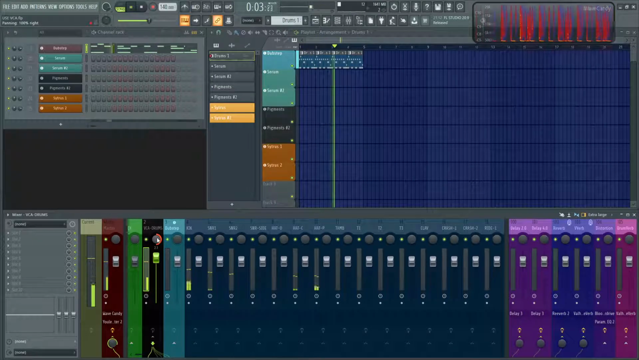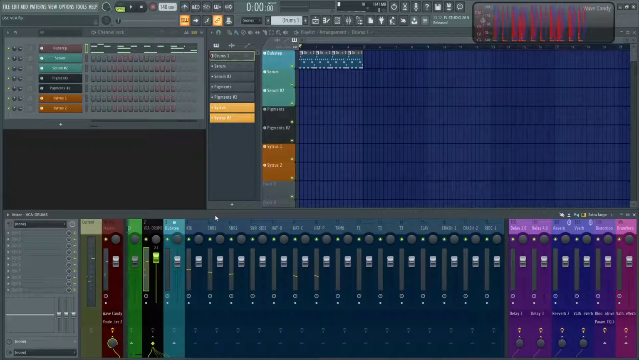Basically in a nutshell, you don't want to be sending everything to your master and then having to individually tinker with everything if you don't need to. If you have 2 guitars, one's left, one's right, send those to one thing. Or if you have 4 guitars, 8 guitars, it's a lot easier to move one fader than it is to move 6 of them and mess up your ratio. Something to think about.